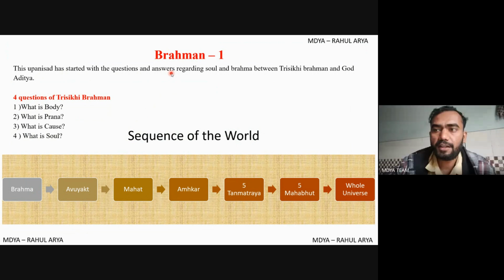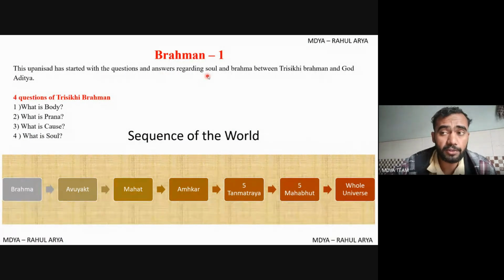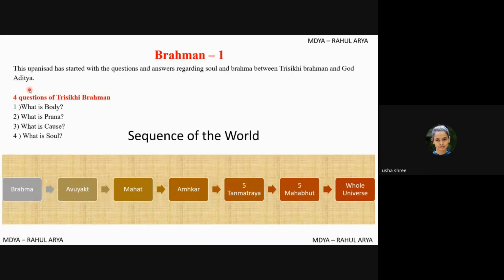Now Brahmana 1 has started. This Upanishad starts with the questions and answers regarding the soul and the Brahma between Sage Trisikhi Brahman and the god Aditya. Who are communicating? Sage Trisikhi and Aditya.